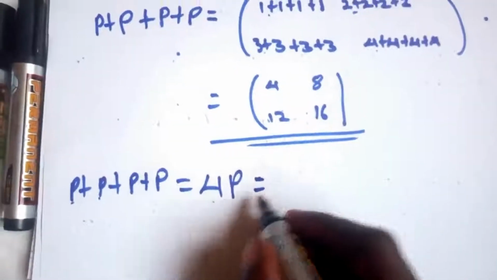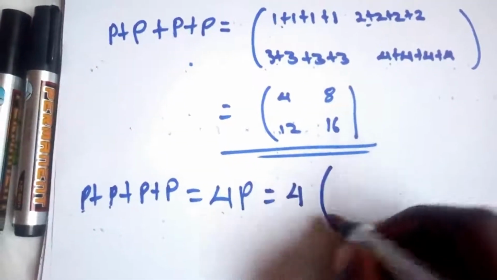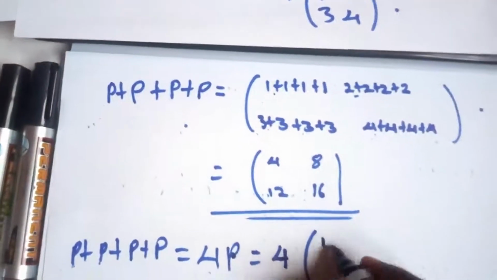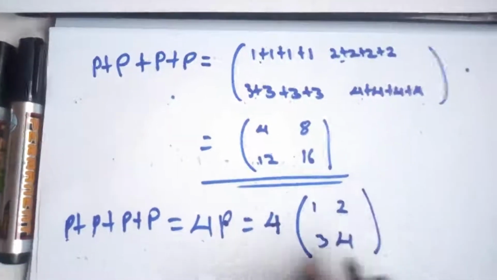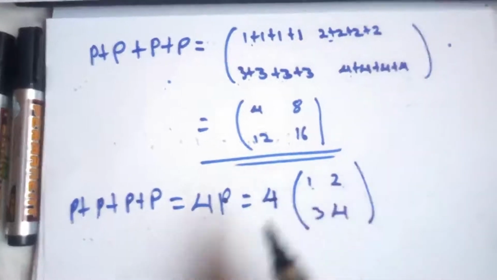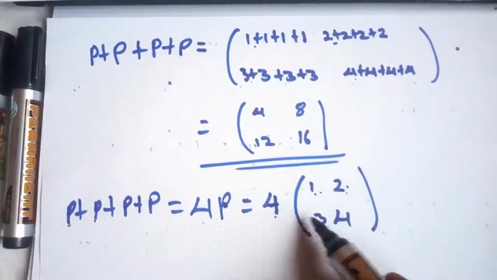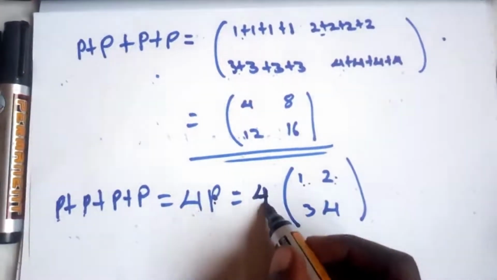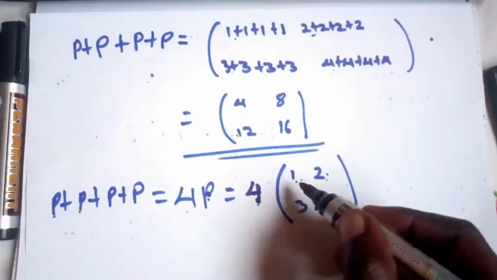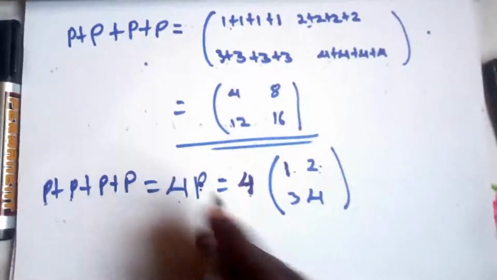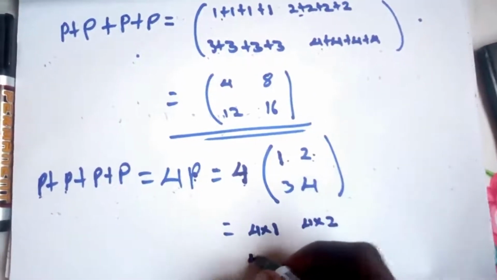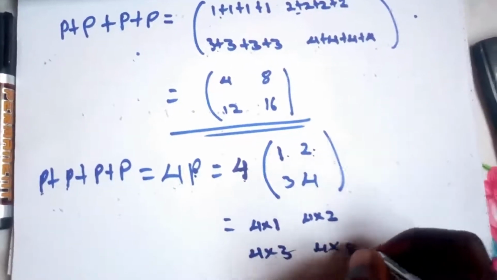Meaning that if I get a 4 and multiply by P, what is P? P is our matrix that we were given before. So I can say it is 4 into P, which is 1, 2, 3, 4. Meaning that I can multiply a 4 with each entry. So I multiply a 4 by each of the entries in a matrix. So I have a 4P. So it is a 4, which is a scalar, which is a number, multiplied by each and every entry in the matrix. So this one becomes 4 times 1, 4 times 2, 4 times 3, 4 times 4.